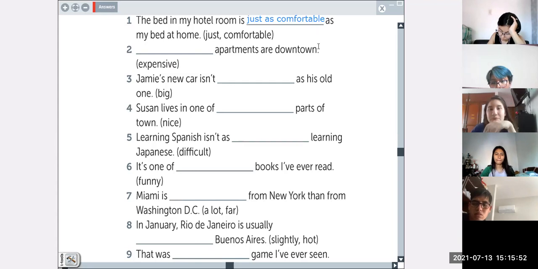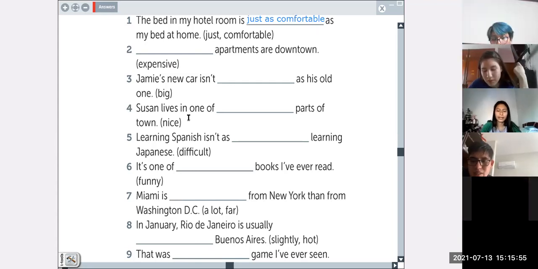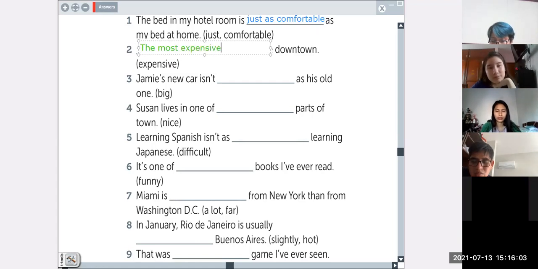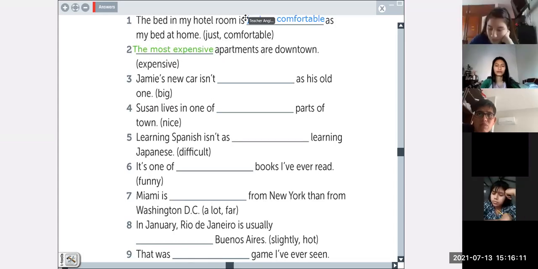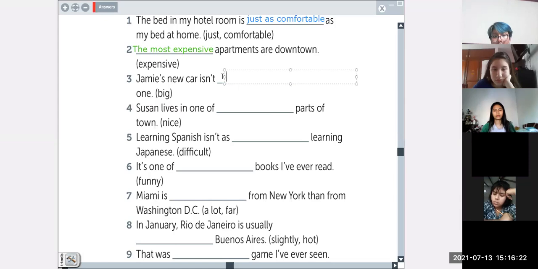Camila, please, number 2. The most expensive apartments are downtown. Okay, very good. The most expensive apartments are downtown. The next one, please, Daniel. Okay. Jamie's new car isn't as big as his old one. Okay, isn't as big as his old one. Very good. Number 4, please, Cristel.